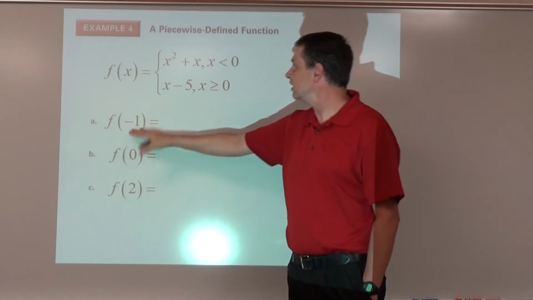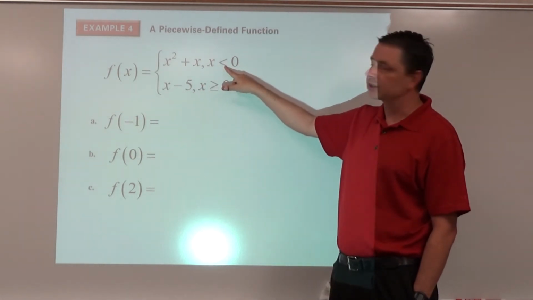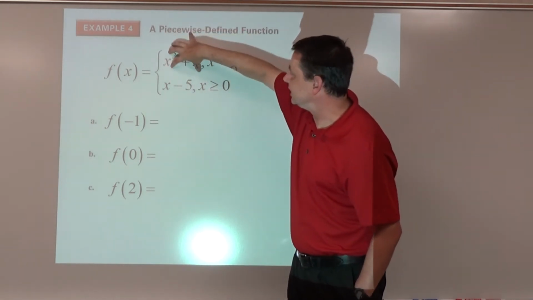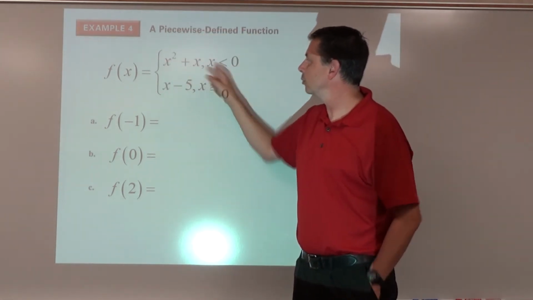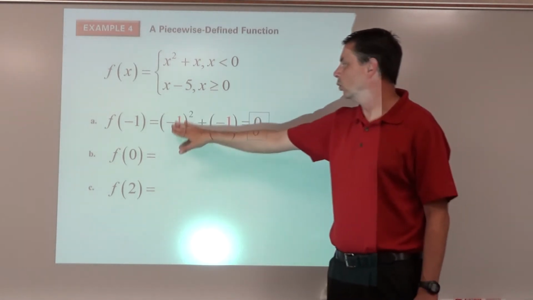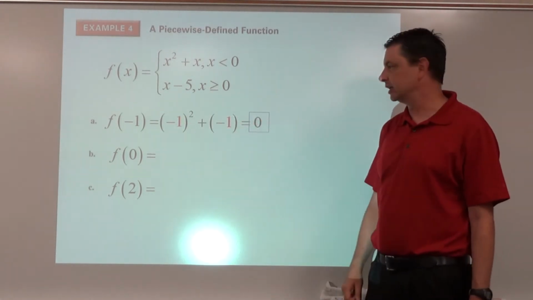We're talking about negative 1 is actually less than 0, so we're going to use this part. So we're going to substitute into here, negative 1 squared plus negative 1. And so we would get 1 minus 1, and you get 0.